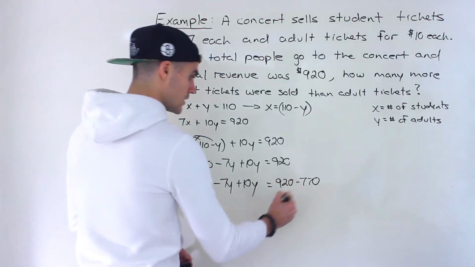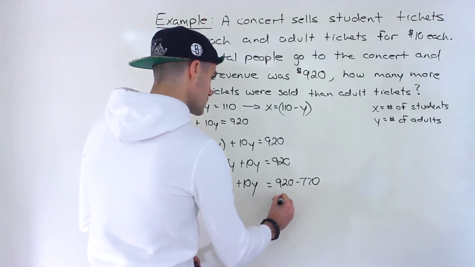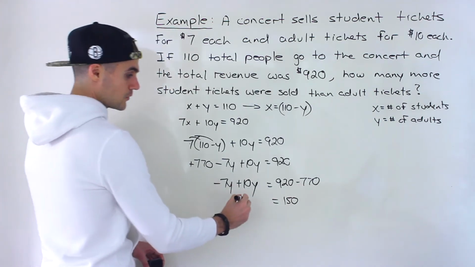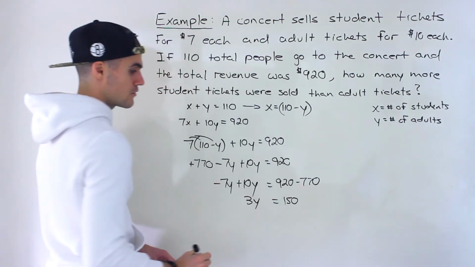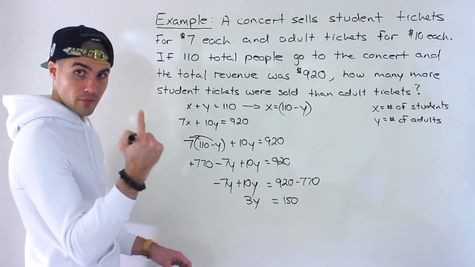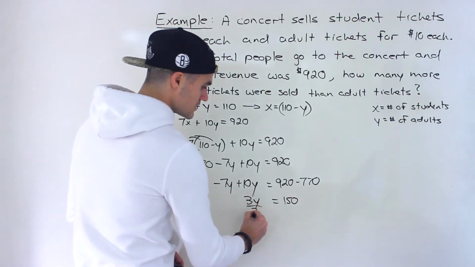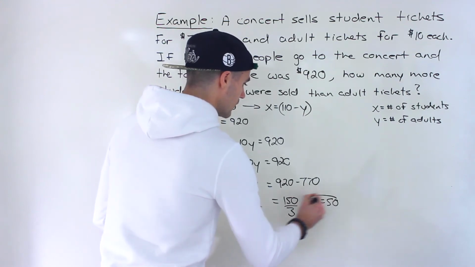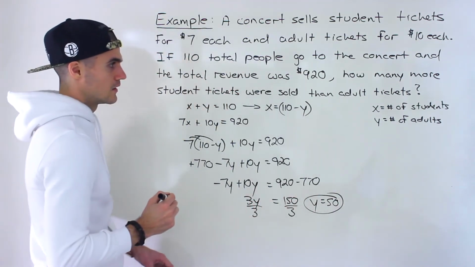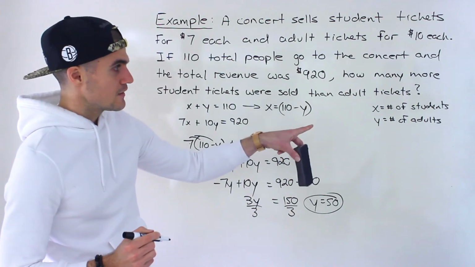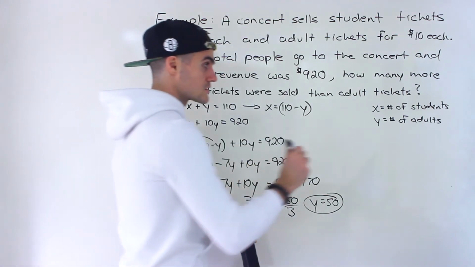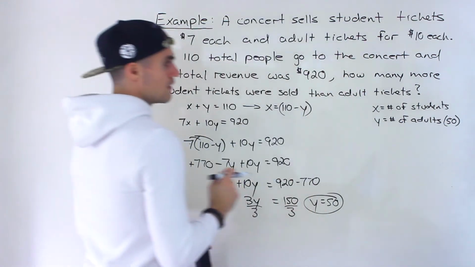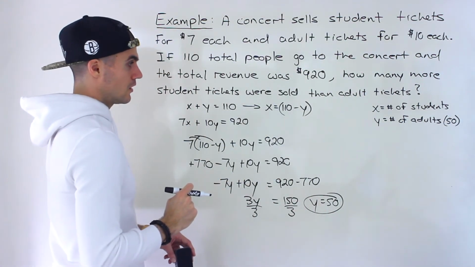So then we'll have 920 minus 770, which would give us 150. Negative 7y plus 10y would give us positive 3y. Then we want the y by itself. Divide both sides by 3. Y is equal to 50. So y is 50. That's the number of adults that are going.